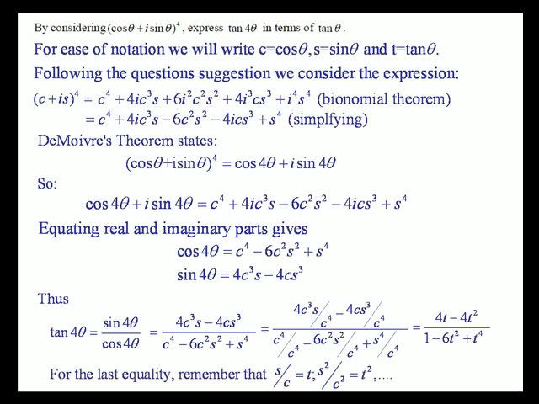And we have used these particular facts, that S over C, which is of course sine over cos, is equal to tan, and sine squared over cos squared is equal to tan squared. And that completes this particular question.